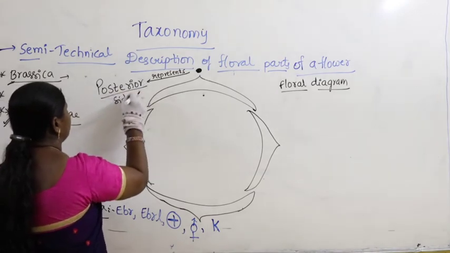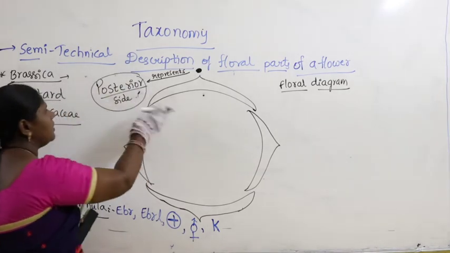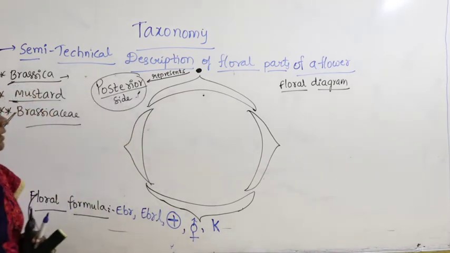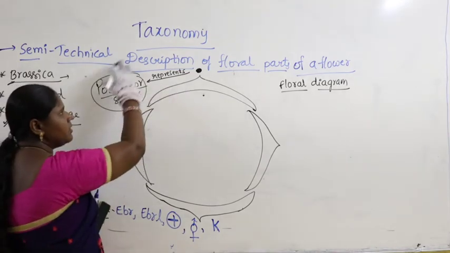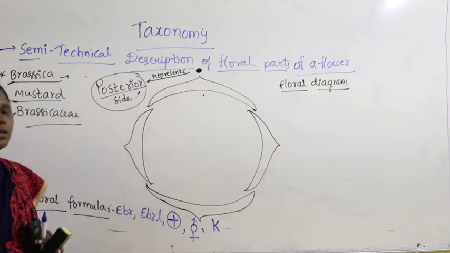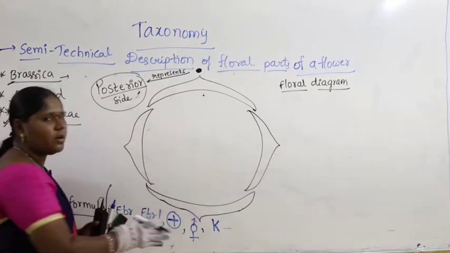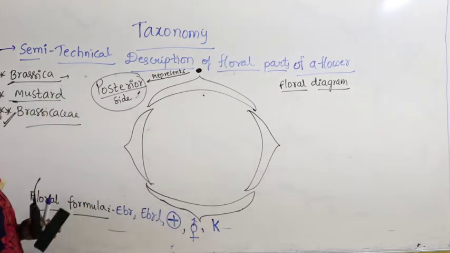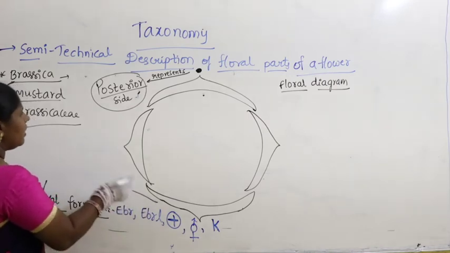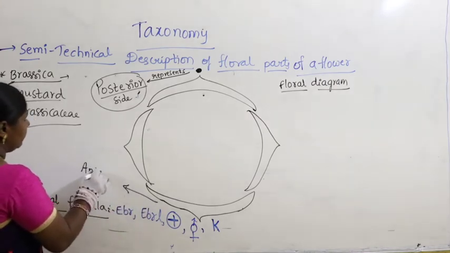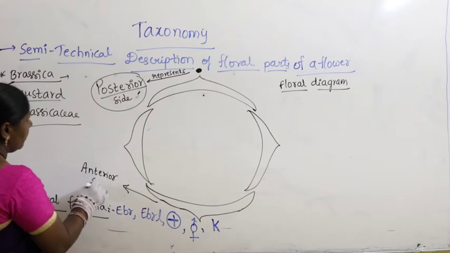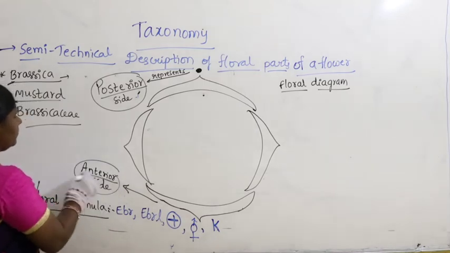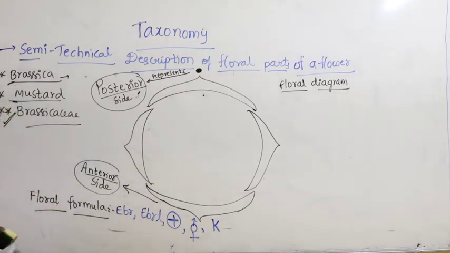Posterior side. The dot represents the posterior side. That means this is towards the mother axis. Down the floral diagram we are not keeping any dot, so automatically you will understand that down the floral diagram is said to be the anterior side. I hope now it is very clear, right?